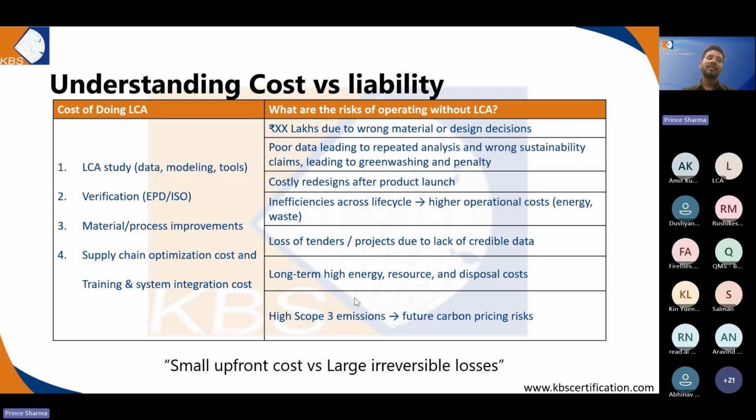Then also, if you have given incorrect data, in that case you will also be facing greenwashing, litigation and penalties on that, and the branding damage done by the greenwashing. Then there is the cost you are spending during the redesigns and after the product launch.